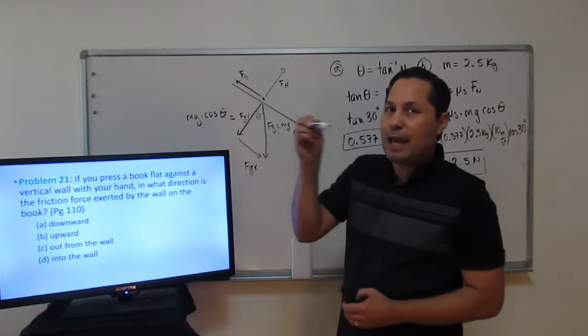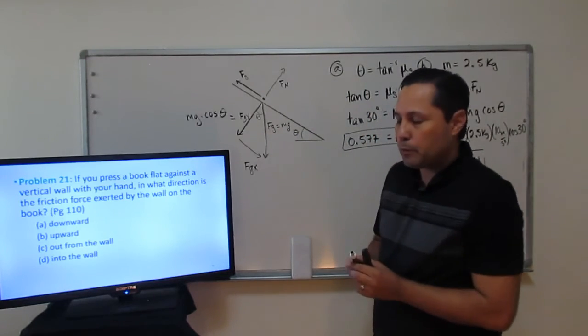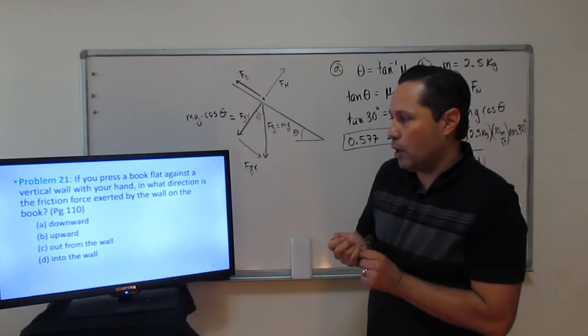Force normal will be coming out of the board, which is what keeps me from putting it through the wall. Alright, so force of friction will be going up.